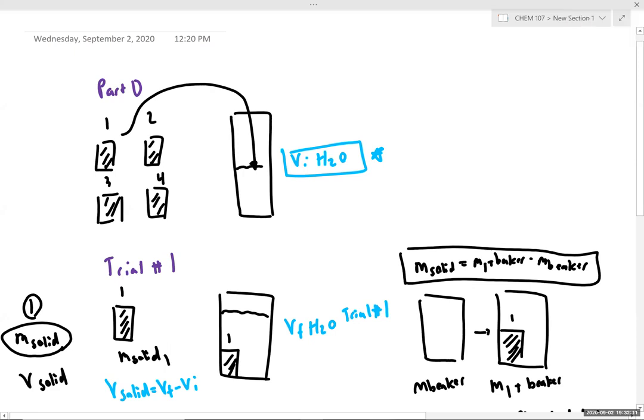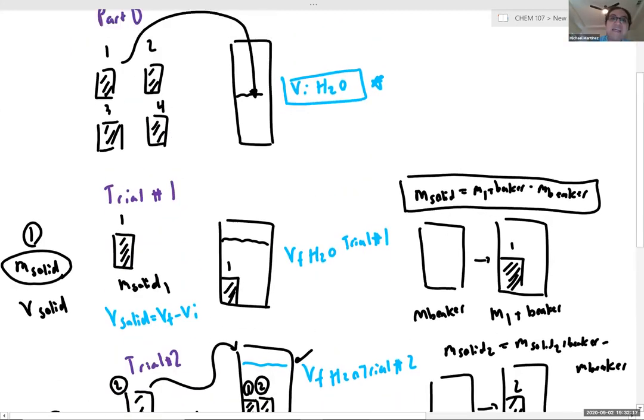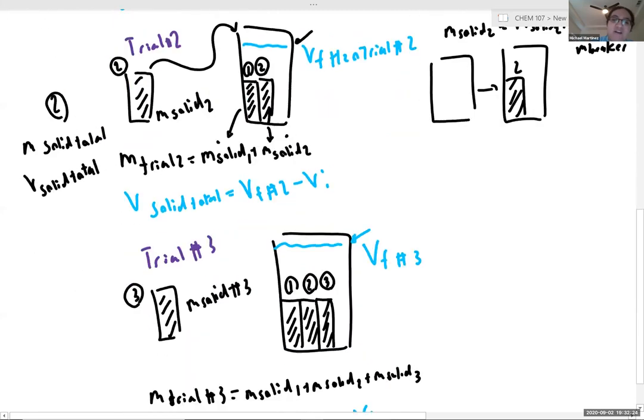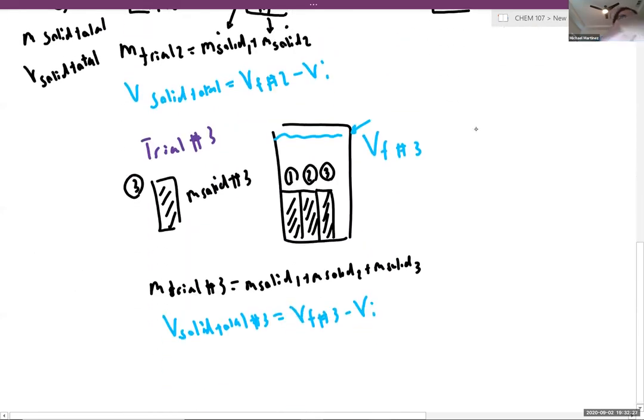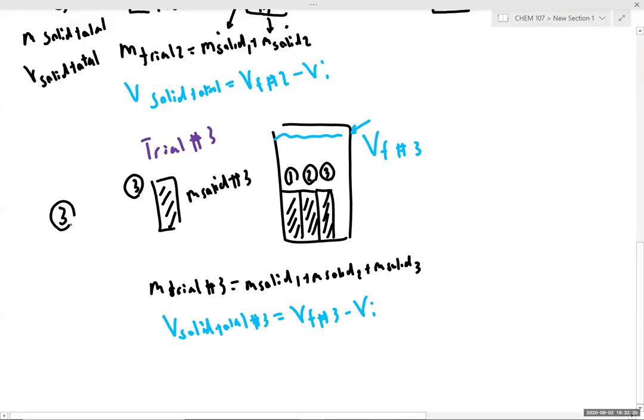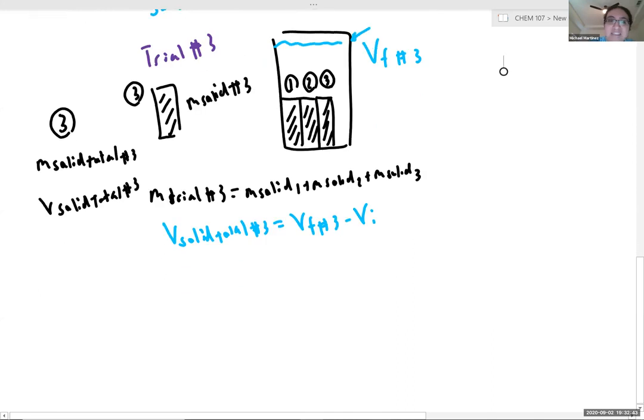So volume initial is just water by itself. Yes, exactly right. Okay, got it. And any change in the water level, any change in the volume is a result of adding this solid. Okay. And now, just like before, you have your third data point, which would be the mass of the solid total and the volume of your solid total for trial number 3. And your last data point for trial number 4 would be the mass of the solid total for trial number 4 and the volume of the solid total for trial number 4.